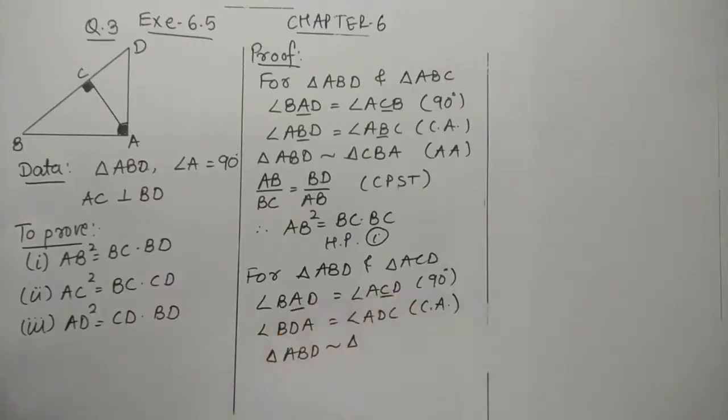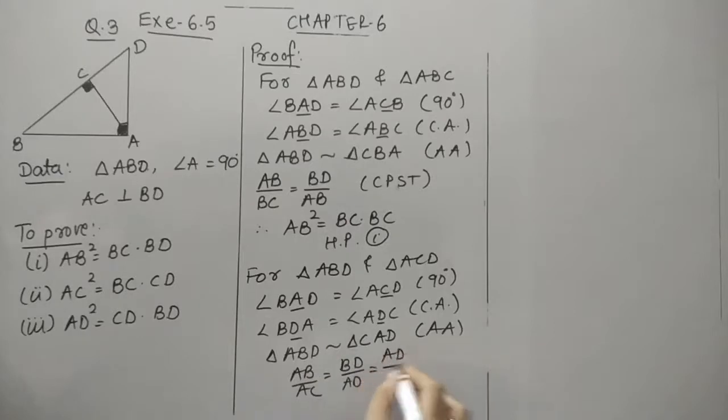A corresponds to C, D corresponds to D, so obviously B corresponds to A. Again we have used the angle criteria. Again we can say the corresponding sides are in proportion. So we can see AB upon AC is equal to BD upon AD is equal to AD upon CD. This is what we have written as corresponding parts of similar triangles.